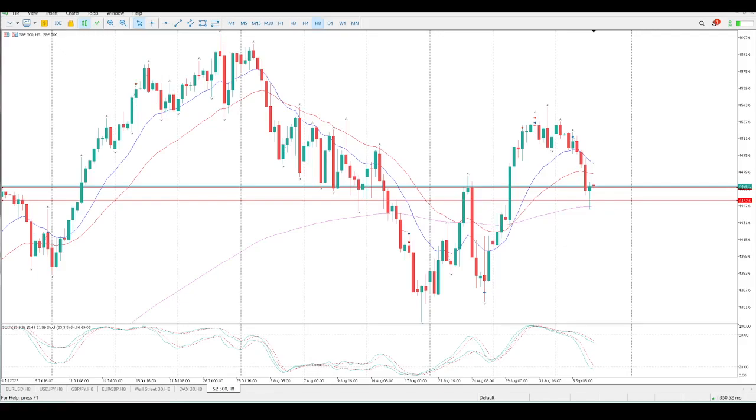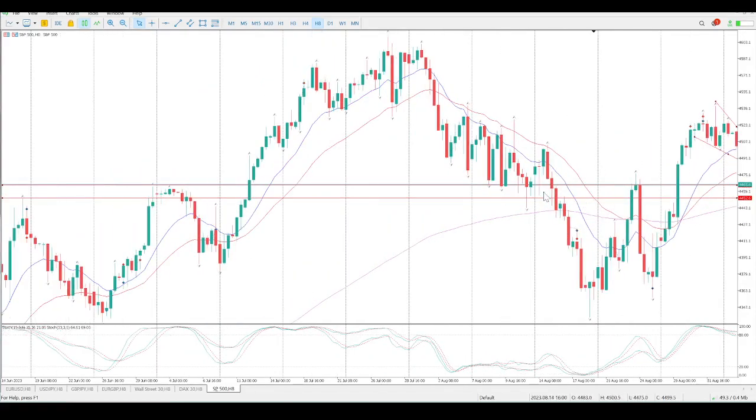So we did get a break of structure, and the structure I'm referring to is this flag here. Now, there are 5 touches on that flag, so beginning point, first touch, and then 3 touches on the top. So it is a valid bit of structure. We are now on the 150 EMA.